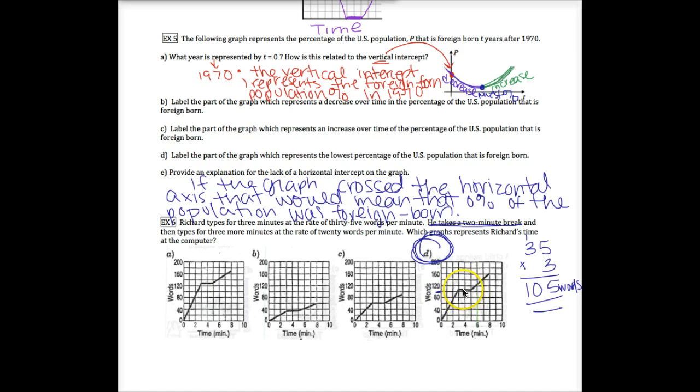Then there's a time where he's not typing. So he's staying at 105 words for a 2-minute break. And that break is 2 minutes long. It's from 3 to 5 minutes. Then it says he types for 3 more minutes. So yes, from 5 minutes to 8 minutes at a rate of 20 words per minute. So that means that he should be 20 times 3, adding 60 more words. So from 105 to 165, which is where this ends up. So we have confirmed that D is the correct choice.